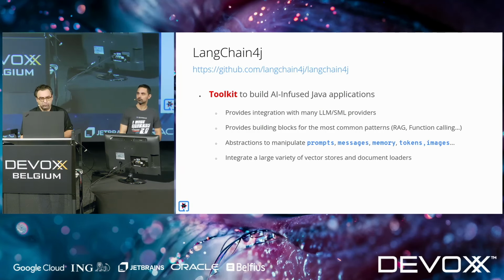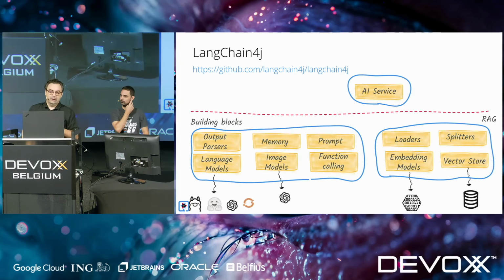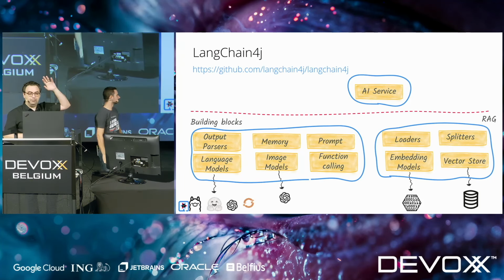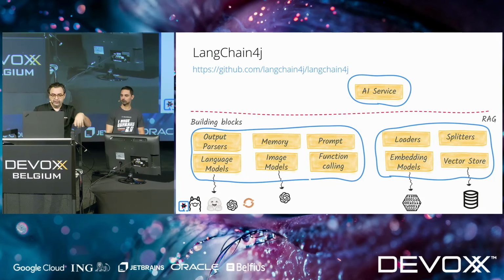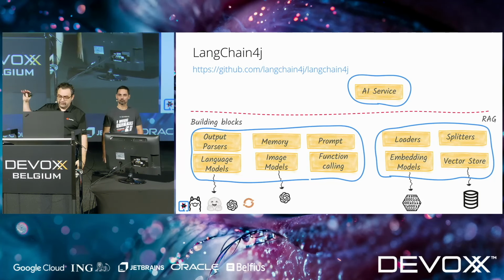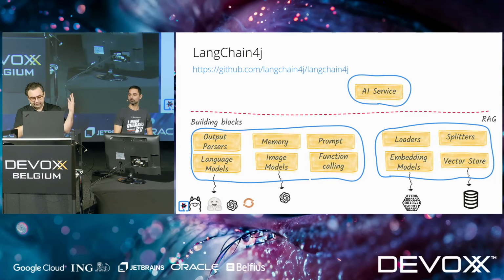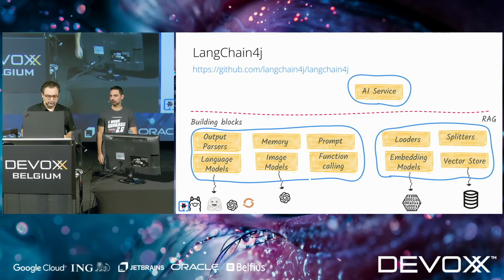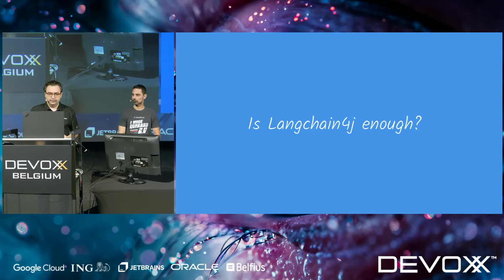So in terms of abstraction, you will have prompts, messages, memory, tokens, images, and so on. So here we see a little bit how it's structured. We have building blocks, output parser, memory, prompt. Memory is where we keep the messages, the different models, function calling, and so on. You have the RAG part, because it's one of the most common patterns we have, and the AI service. Georgios will show you how it looks.